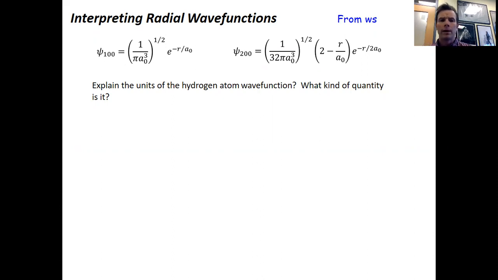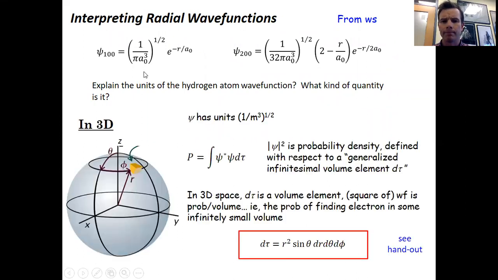So the first problem asks you to explain the units of the hydrogen atom wave function. What kind of quantity is it? Exponential terms are unitless. You can look at this. It has a Bohr radius in it, a naught. And what you might convince yourself of pretty quickly is that psi has units of 1/meter cubed to the 1/2. Okay. Well, where does this come from?